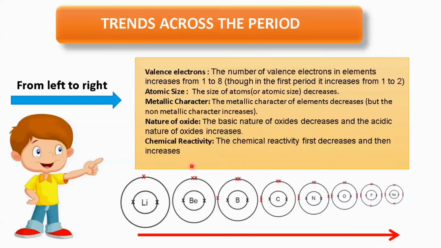Moving further, discussing chemical reactivity. It first decreases and then increases, but we need to learn the reason behind that. The reason is that elements having 1, 2, 3 electrons would easily lose those electrons. But as we move towards carbon, the ability to lose or gain electrons is equivalent because it has 4 electrons in its outermost shell. So it can either lose those 4 or gain 4 to have the noble gas configuration.